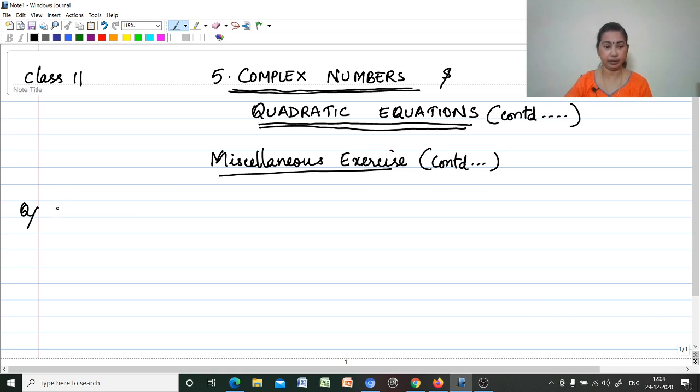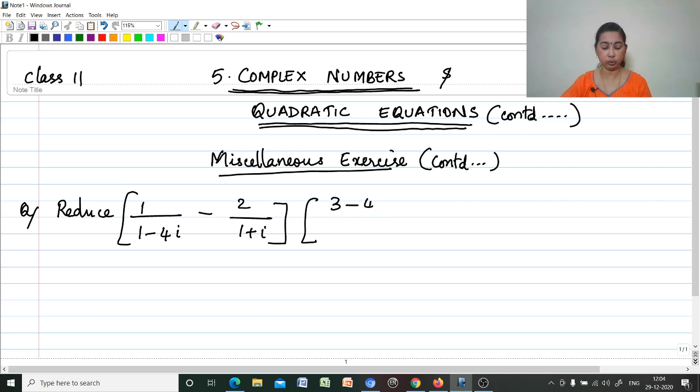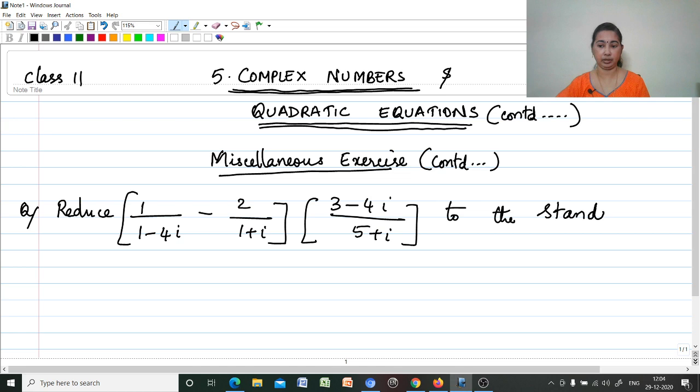Next one: reduce (1/(1 minus 4i) minus 2/(1 plus i)) into (3 minus 4i)/(5 plus i) to the standard form. So we have to reduce this into the standard form, which means we have to make it in the form of a complex number. For that, first we have to cross multiply this.